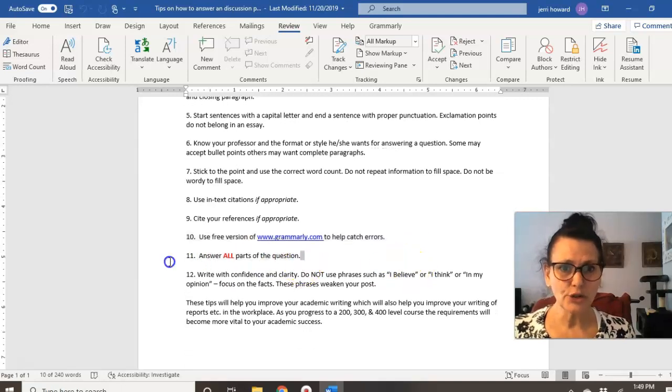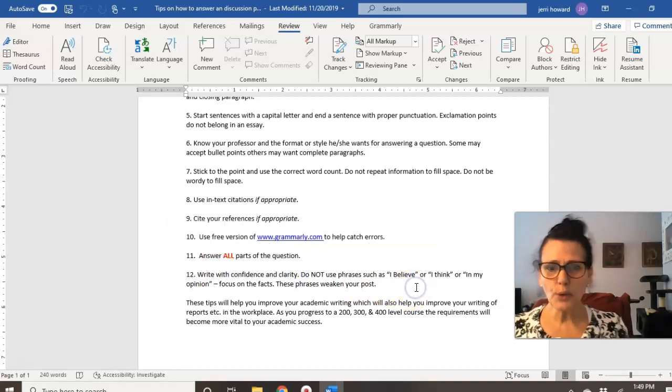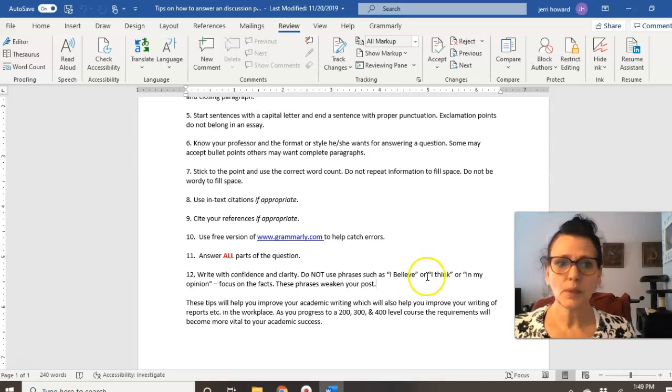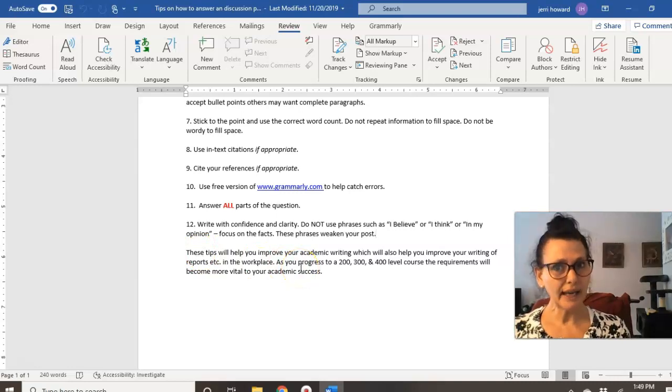And again, answer all parts of the question. Write with confidence and clarity. Drop the I believe, I think, in my opinion. I don't care about those things. I want to know the facts. What are the facts about the topic you're talking about? Write with clarity. So I hope these tips will help you in your academic journey.